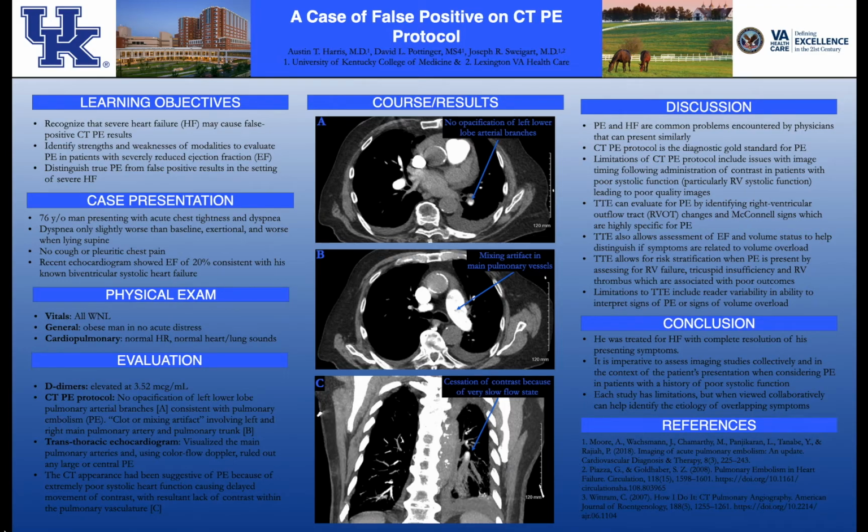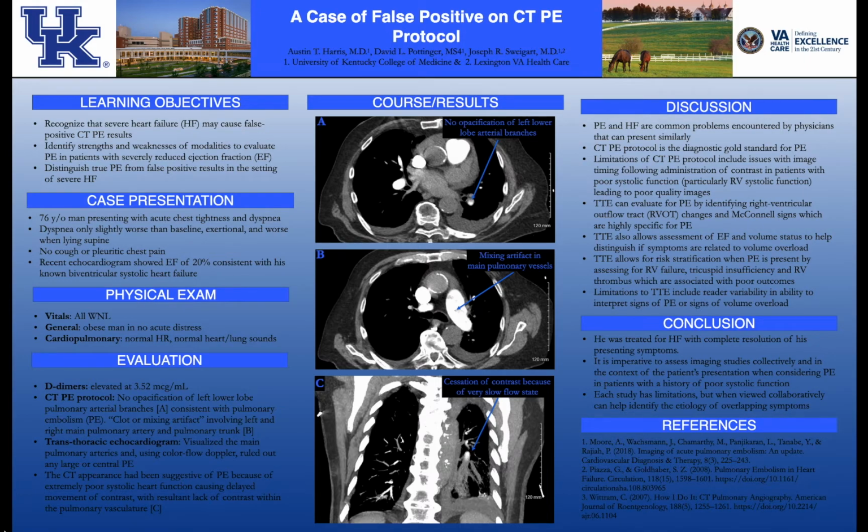So pulmonary embolism and heart failure are common problems encountered by physicians, and we know that as systolic function decreases, the risk of pulmonary embolism increases, making this distinction important. The diagnostic gold standard for PE is the CTPE protocol. However, there are some limitations to this study. The study relies on the timing of imaging following a bolus of contrast, and in patients with poor systolic function, particularly right ventricular systolic function, it can lead to increased time for contrast perfusion and potentially poor quality images or false positive tests.